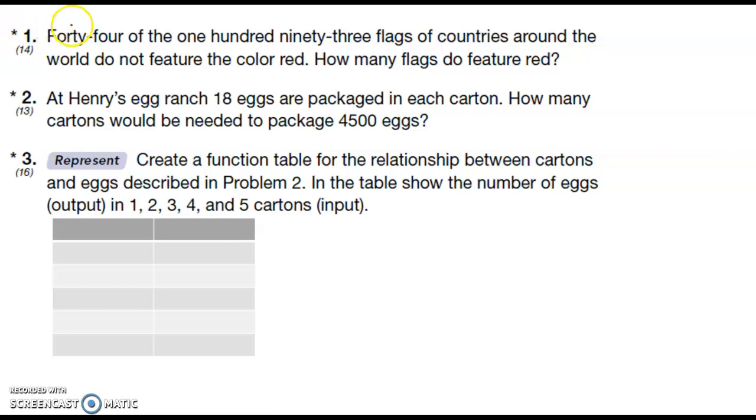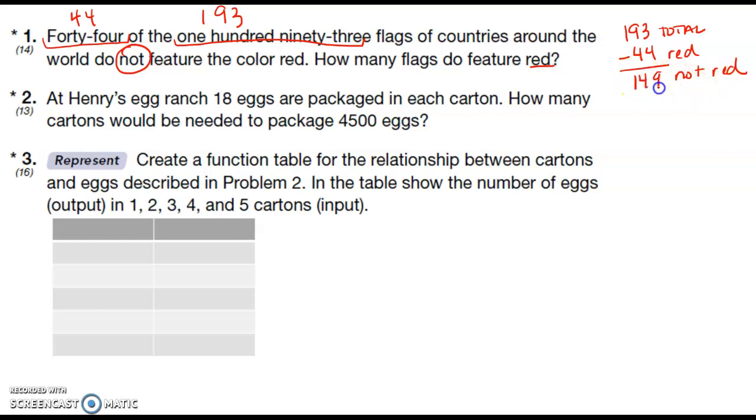All right, number 1, 44 of the 193 flags. Okay, so we just had to make sure that we got these numbers right. 193 flags of countries around the world do not feature the color red. How many feature the color red? So what I'm going to do is I know that this is total minus 44 that have red is going to give me not red. Okay? Handy dandy calculator. Get 149. That's an interesting fact. I wonder if that's true.